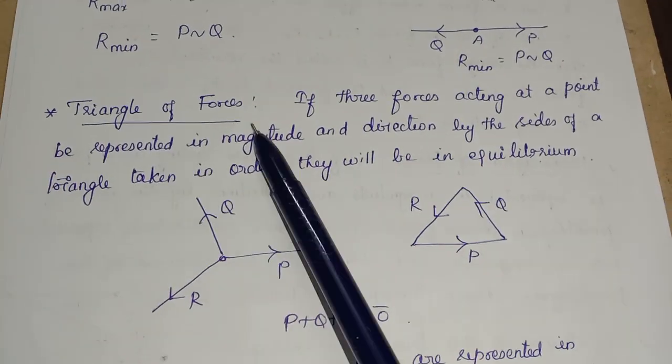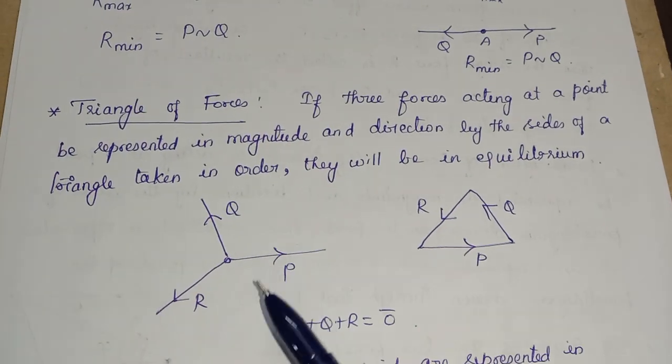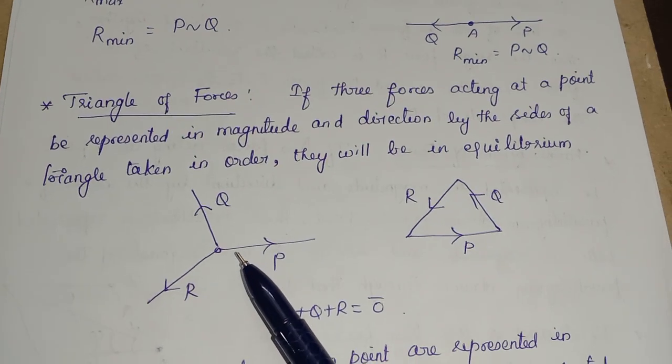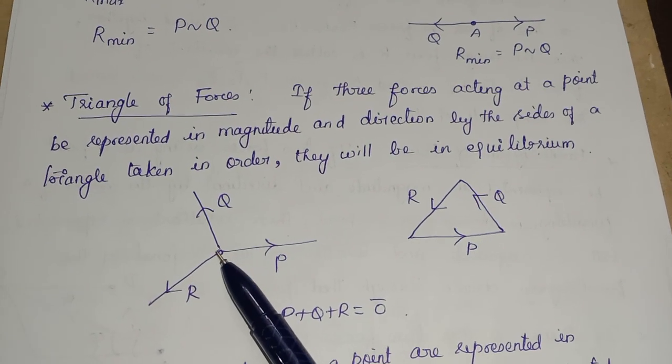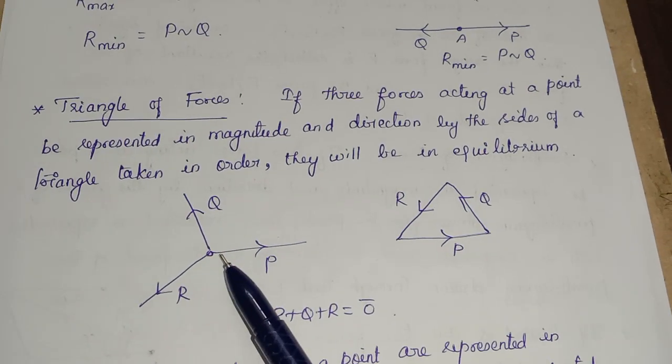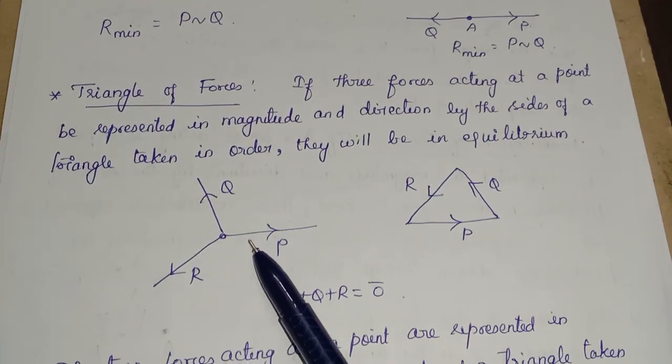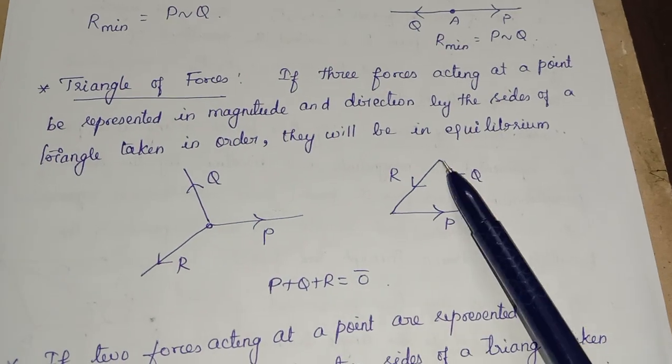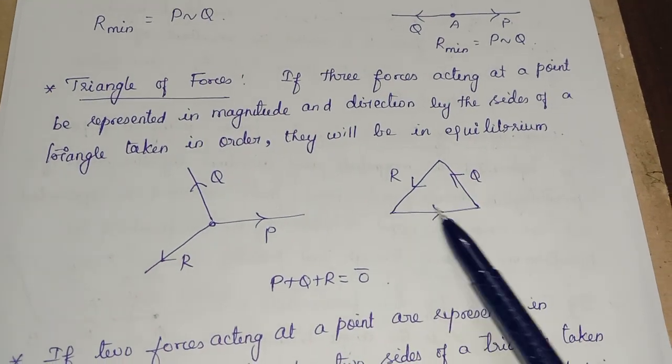Okay, so these are the results regarding the resultant of two forces acting at a point. Next one is triangle of forces. Again, this one will give you the resultant of three forces acting at a point. Suppose at a point I have three forces P, Q, R acting, and suppose if I can represent these three forces, in magnitude and direction by the sides of a triangle taken in order.